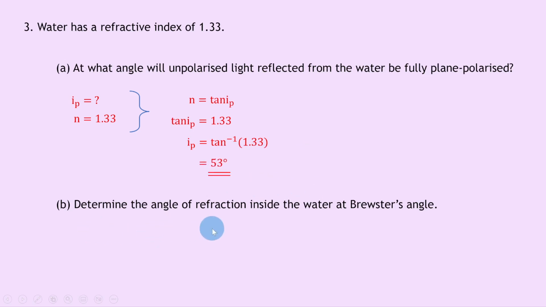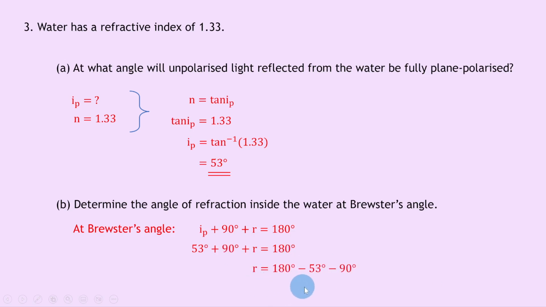Part B then says to determine the angle of refraction inside the water at Brewster's angle. Well, remember from our diagram of unpolarized light reflected from a water surface, we could say that at Brewster's angle, the angles on the right hand side all total 180 degrees. So we have Brewster's angle IP plus 90 degrees plus the angle of refraction R is equal to 180 degrees. And this is asking us for the angle of refraction R. So if we sub in our Brewster's angle now for IP, we have 53 degrees plus 90 degrees plus R is equal to 180 degrees. So if we then subtract 53 and 90 from both sides, we end up with R is equal to 180 minus 53 minus 90. And if you put that into your calculator, you should get an answer of 37 degrees.